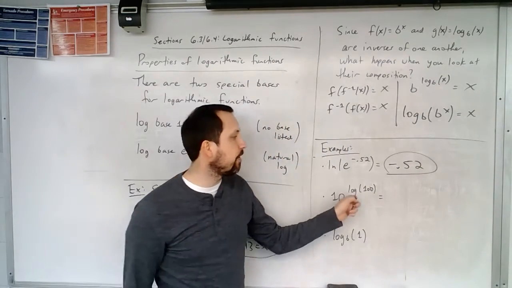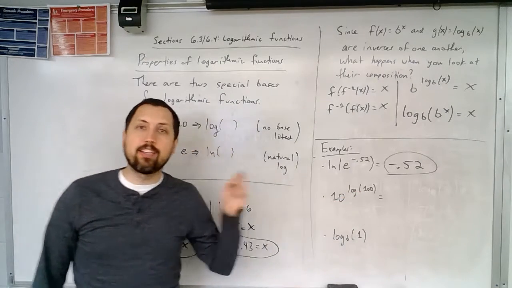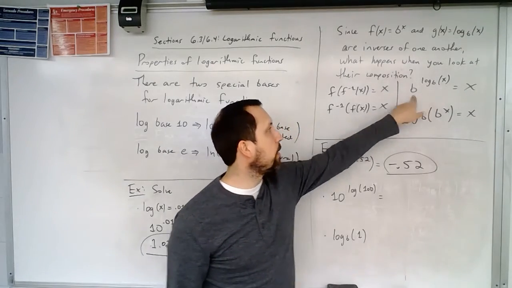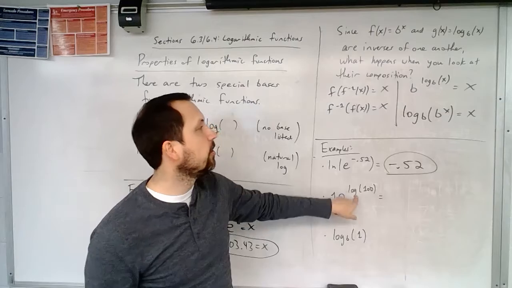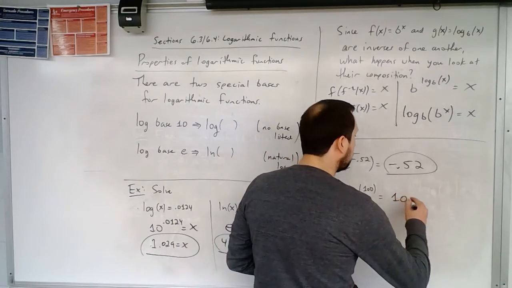Same thing now, 10 raised to the log of 100. Remember, log without a base written is log base 10. So if I have log base 10, but the base down here is 10, these match. So the only thing I'm left with is the answer on the inside, which is 100.